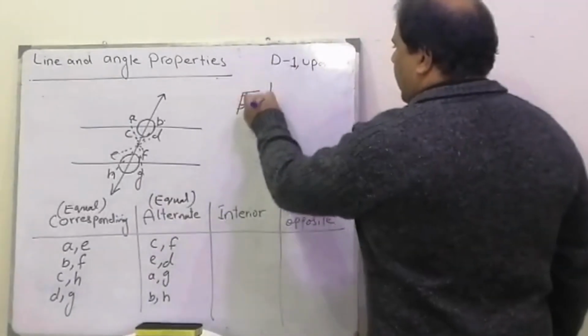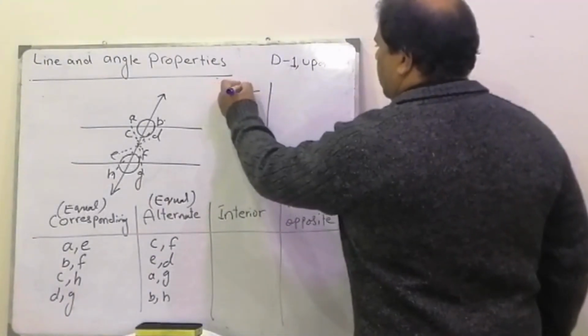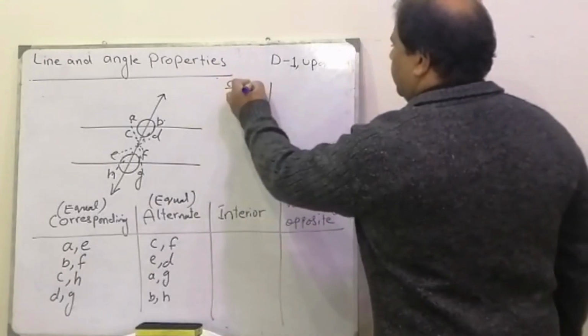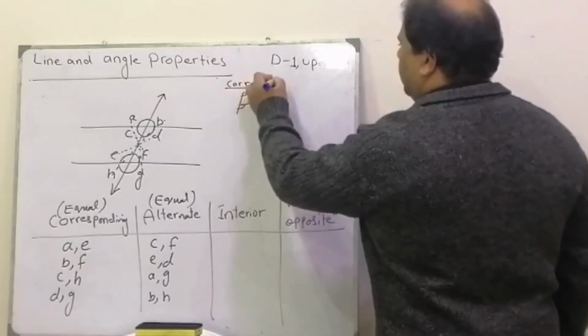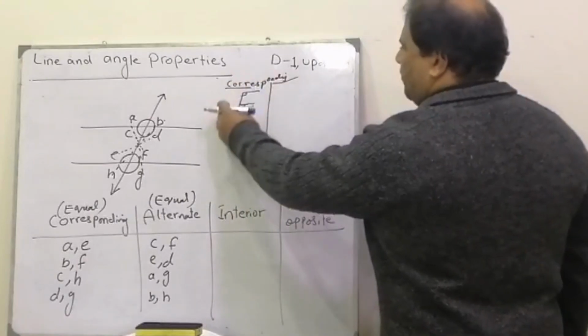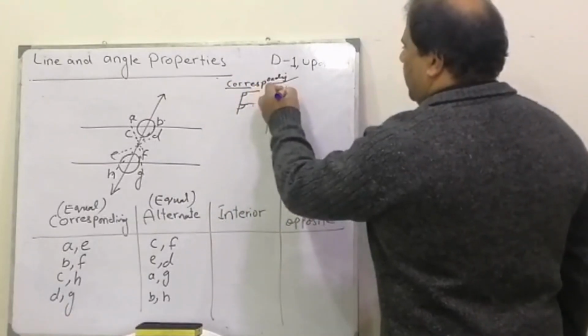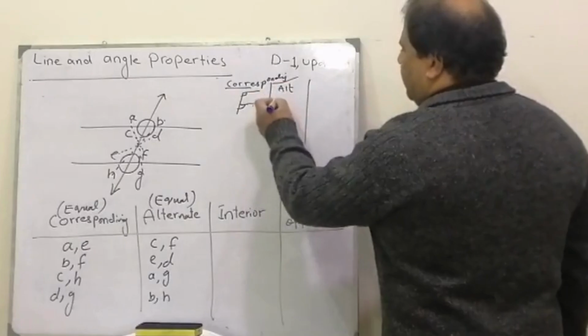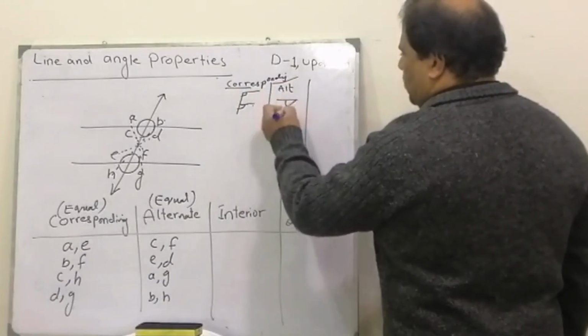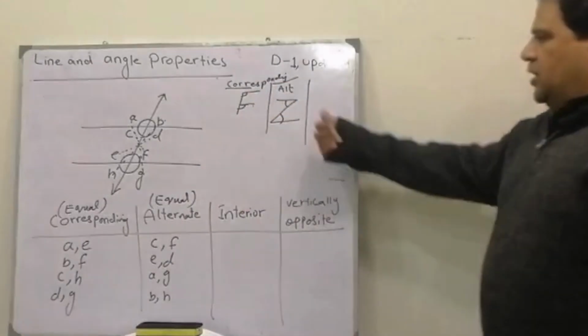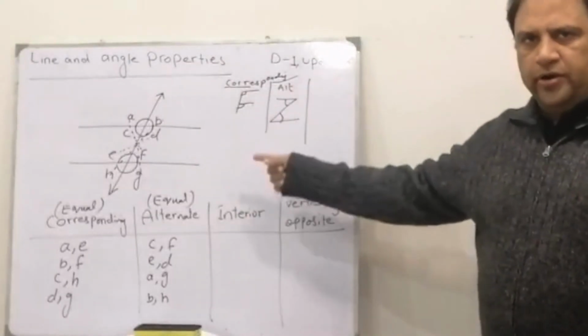For the alternate angle, I'm just writing here. For the corresponding angle, we refer to the letter F. If we talk about the alternate angle, we refer to Z like this. One angle is over here and one is over here. It shows that they are alternate angles.